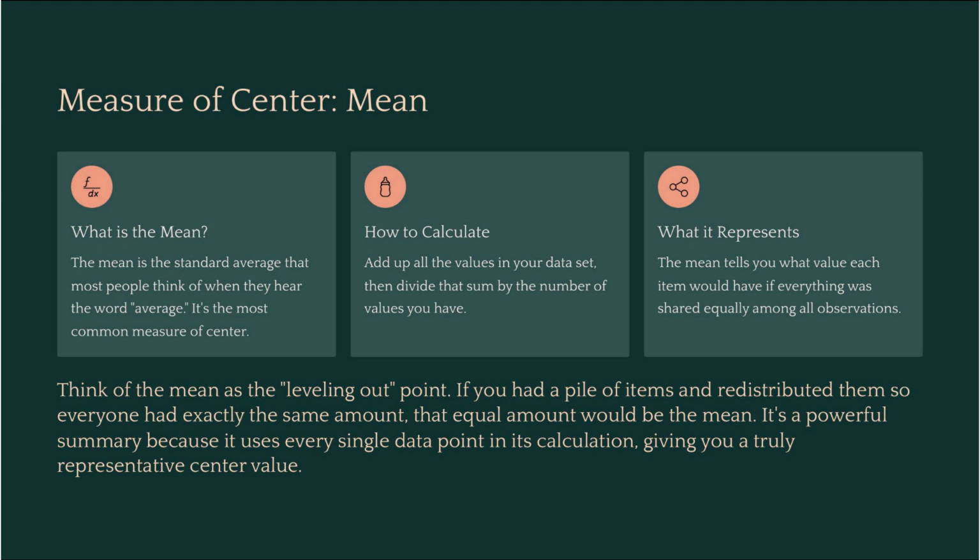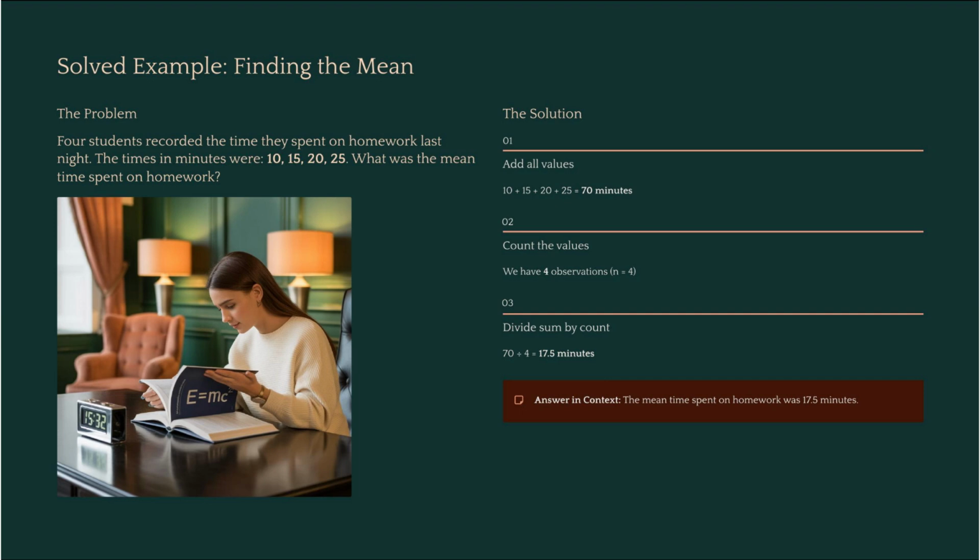One key measure of center is the mean, which is what most people call the average. It's found by adding up every single data value and dividing by the total number of values. Conceptually, the mean is the value each observation would receive if the total amount were perfectly distributed or shared equally among all the items. Let's practice the mean calculation.